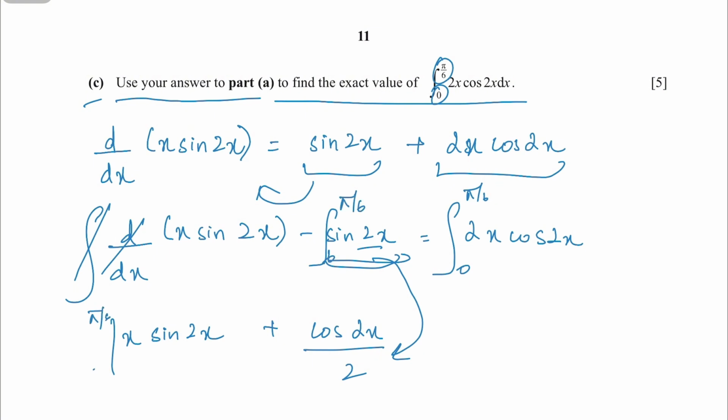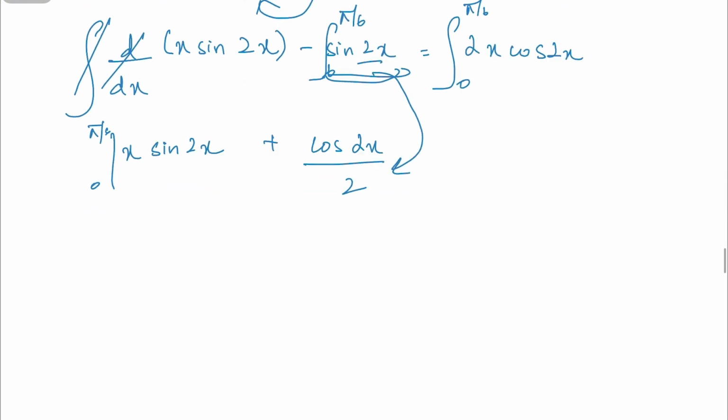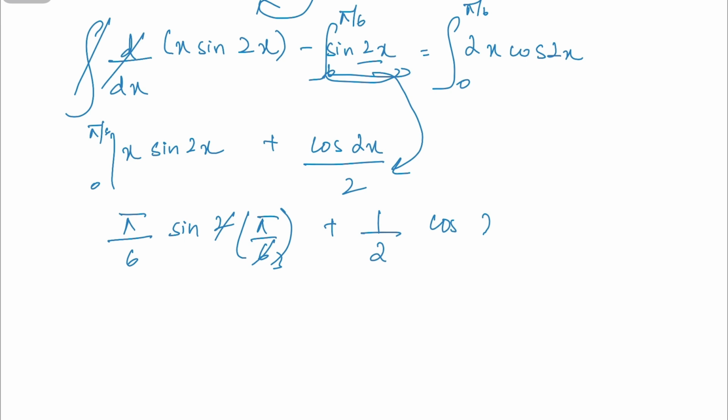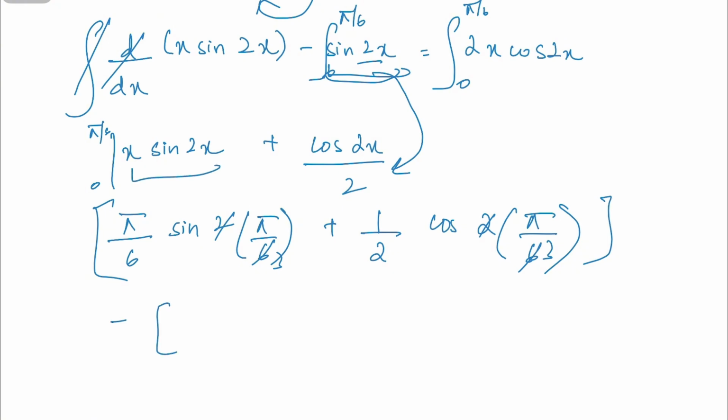Pi by 6 and 0. We are applying the limits. So this would be pi by 6: sine 2 multiplied by pi by 6. This would be pi by 3 simply, plus 1 over 2 cos 2 pi by 6. So this would be pi by 3. So this is our upper limit. Our lower limit would be, this becomes 0, and cos 0 is simply 1. So this would be 1 over 2.